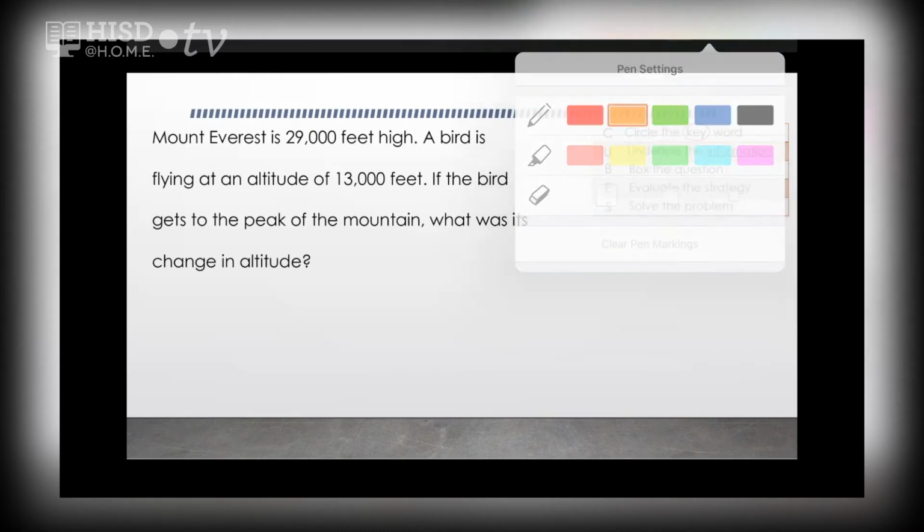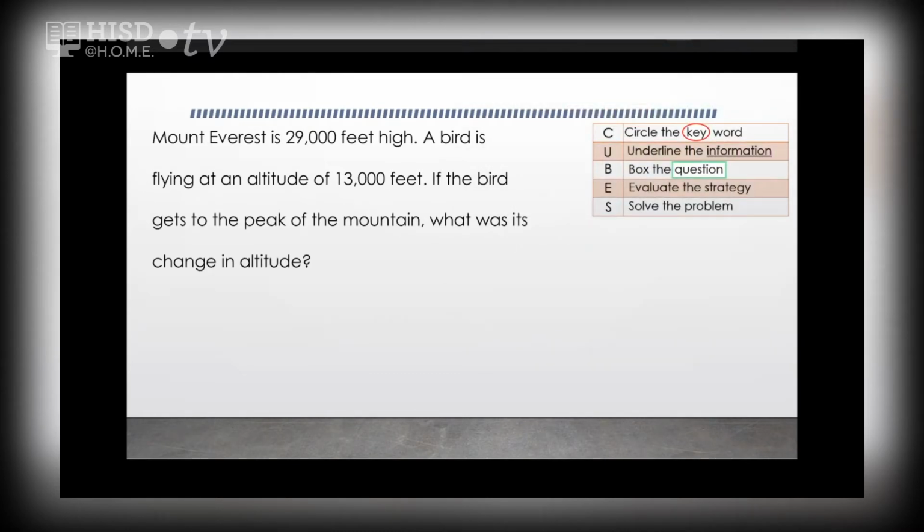Let's see how this works. So I'm going to start with the circle the keyword, and I'm going to start with high. So we have the Mount Everest is 29,000 feet high. A bird is flying at an altitude, that's also the height, 13,000 feet. If the bird gets to the peak of the mountain, well, that's saying that it's getting to those 29,000 feet. What was its change in altitude or the change in height?